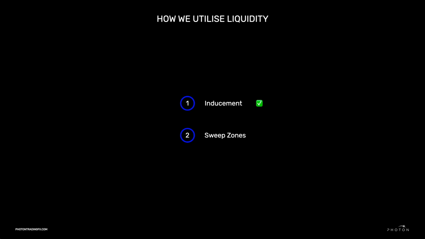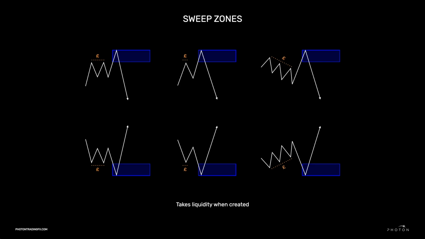Now we're going to take a look at the second method that we use to utilize liquidity concepts with our actual trading, which is something called sweep zones. Sweep zones are essentially just another way that we can refine our supply and demand zones in the market.